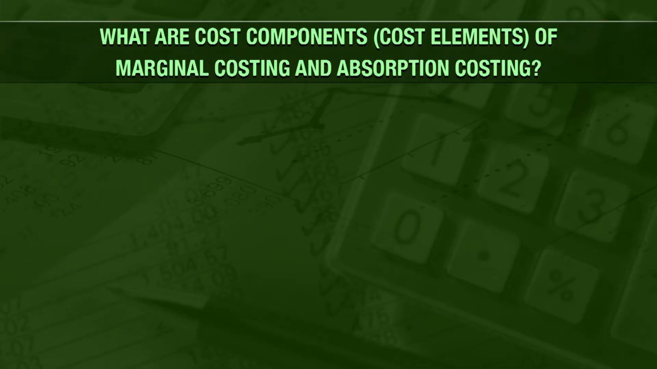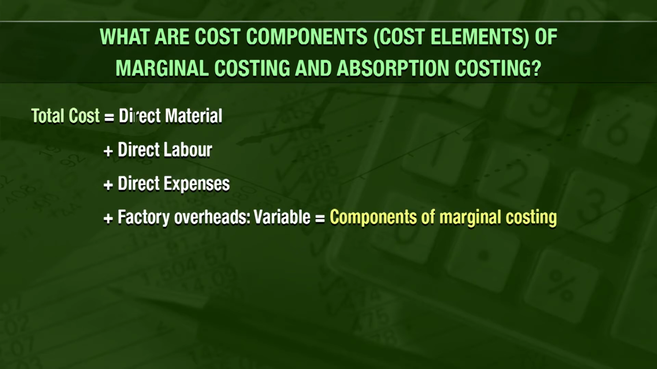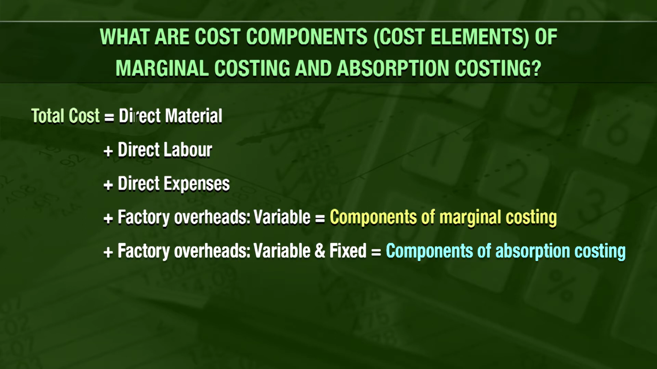Now, how to apply all these components in case of marginal costing as well as absorption costing? There are a total of 8 elements we have taken into account. Out of these, we will confine to direct material, direct labor, direct expenses and variable factory overhead in case of marginal costing. But when you are going to determine the production cost in case of absorption costing, we will consider direct material, direct labor, direct expenses, variable factory overhead and fixed factory overhead.